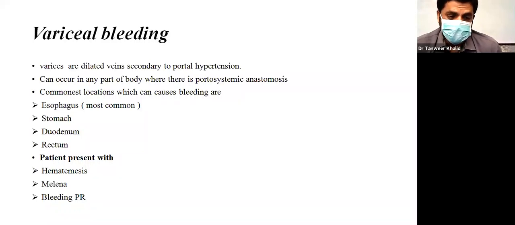Patients normally present with hematemesis, that is blood in the vomitus, melena, that is black colored stools, or bleeding PR. But the patient can also present with anemia. There is small microleakage of blood through the varices, which may not be obvious in the form of hematemesis and melena, but the patient can lose a small amount of blood through these varices and present in the form of anemia.